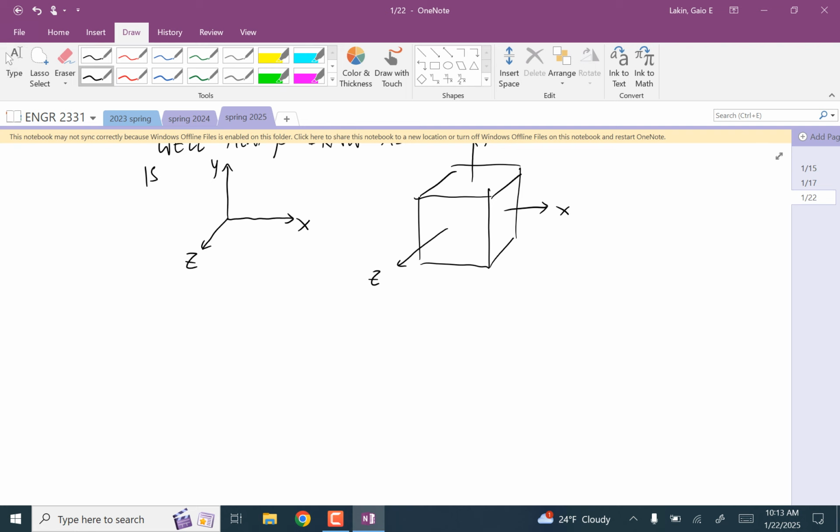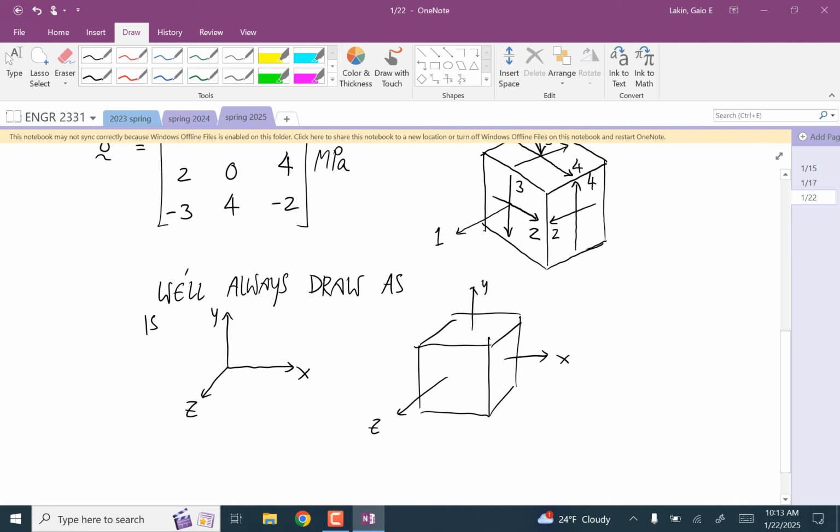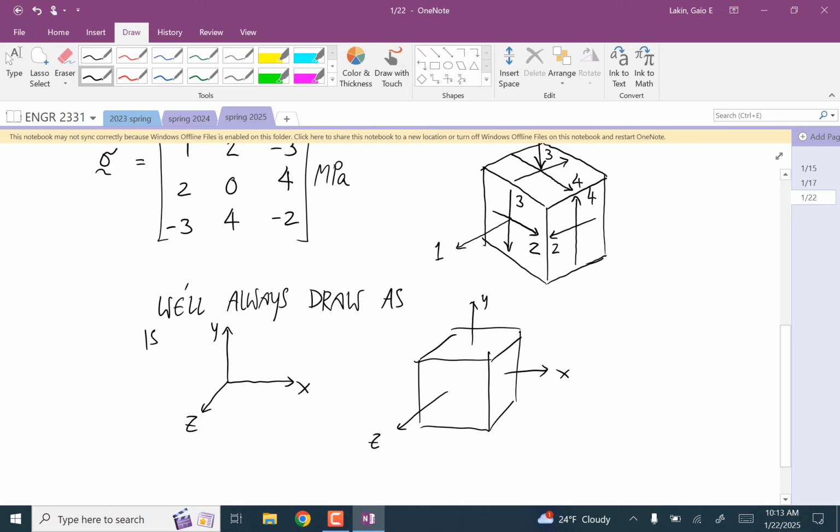Okay, so any other questions about that? Like I said, I'm never going to again try to draw the stress cube according to a rotated coordinate system, but that's always implied when we draw it, that it has a relationship with the coordinate system.